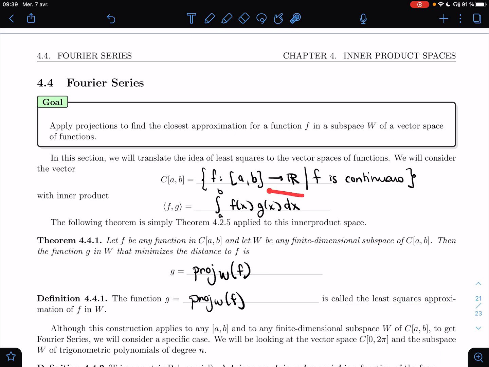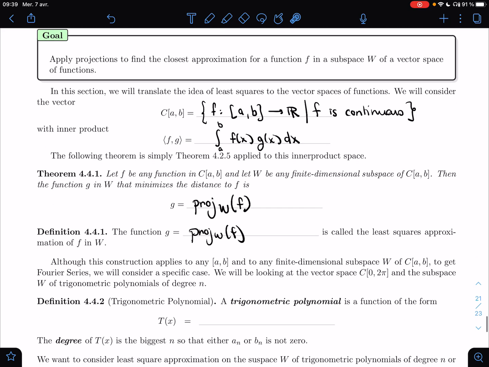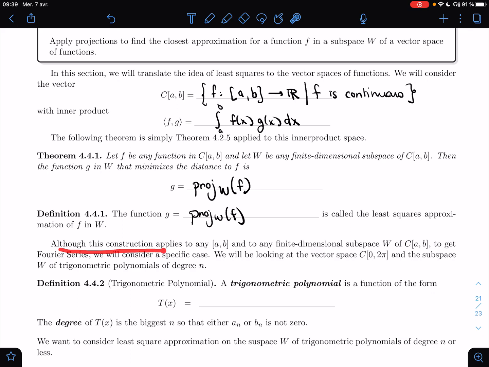Again, if you apply it to the same thing, you get squares. It's the same reason why we used the term least squares approximation before, and we're using it here as well. This construction applies to any [a,b] and to any finite dimensional subspace W. So you could look at just a set of polynomials as your W, and [a,b] could be [0,1]. You could apply it to any combination. We want to get Fourier series, and so we're going to concentrate on one specific case.